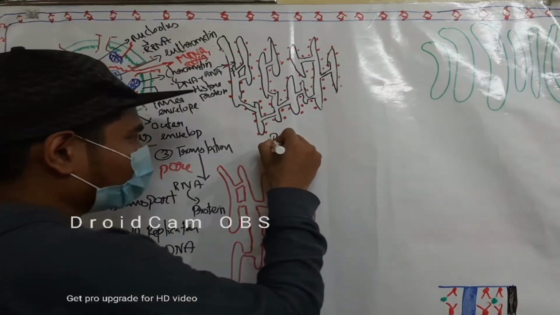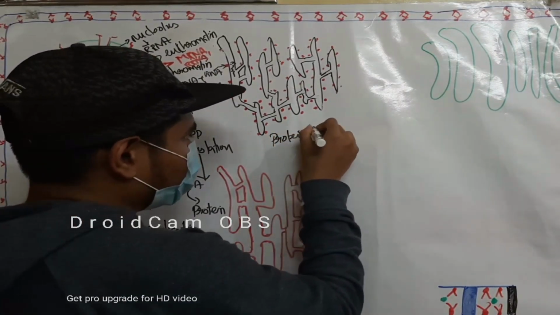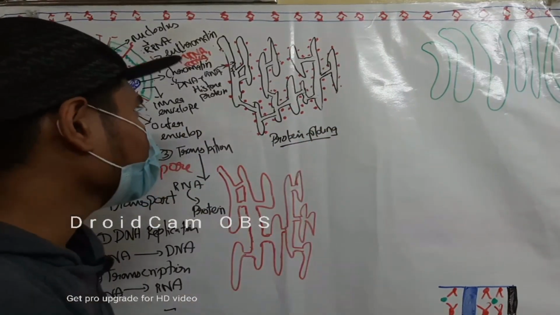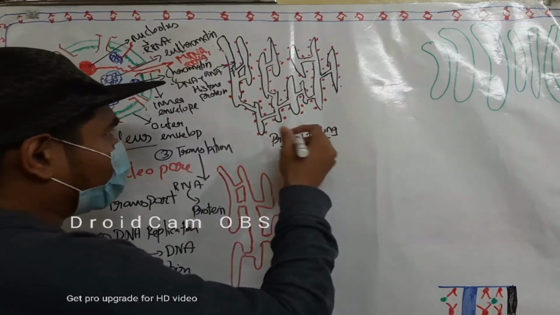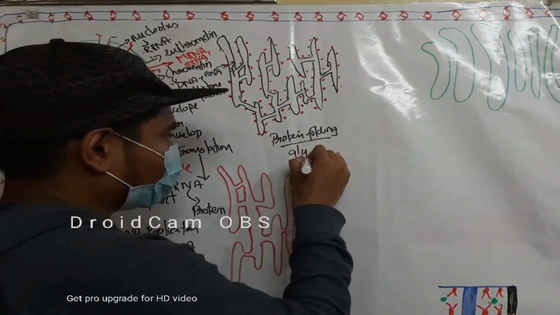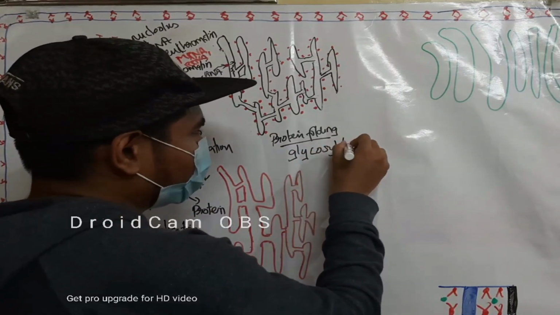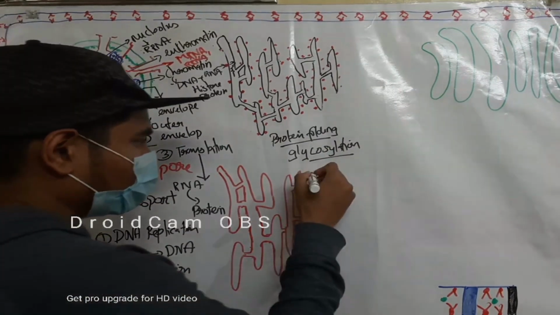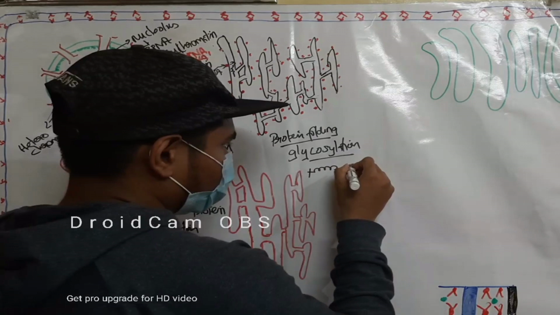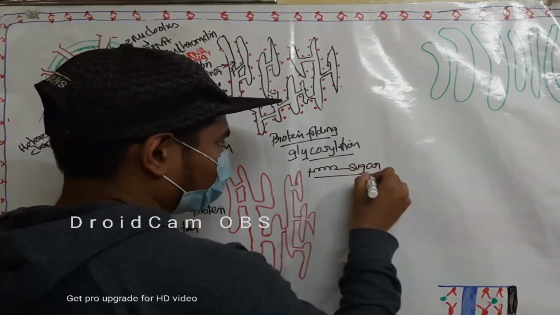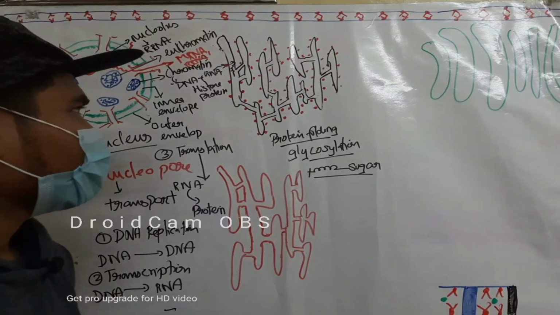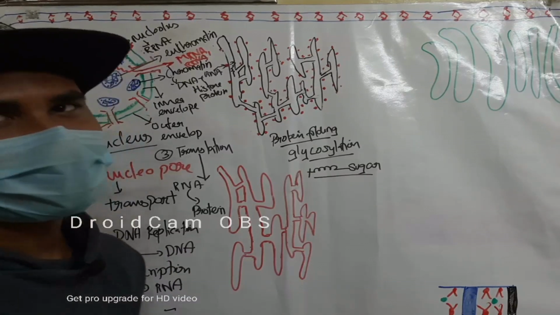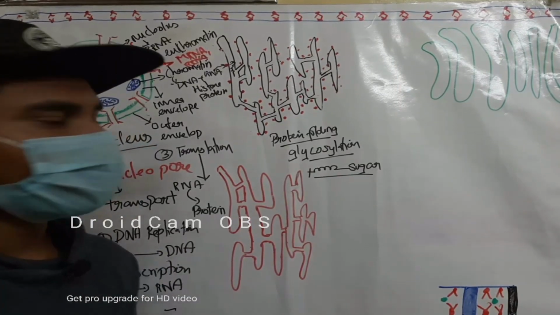What is protein folding? This protein folding is necessary for the functioning of the protein. These proteins are then involved in glycosylation. Glycosylation is the process by which sugar residues are added to the protein. The type of glycosylation that occurs in the rough endoplasmic reticulum is the N-type glycosylation, which is the addition of sugar residues to the nitrogen of the protein.